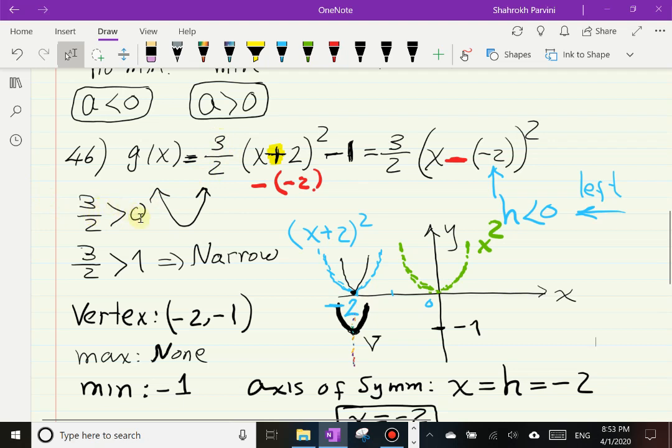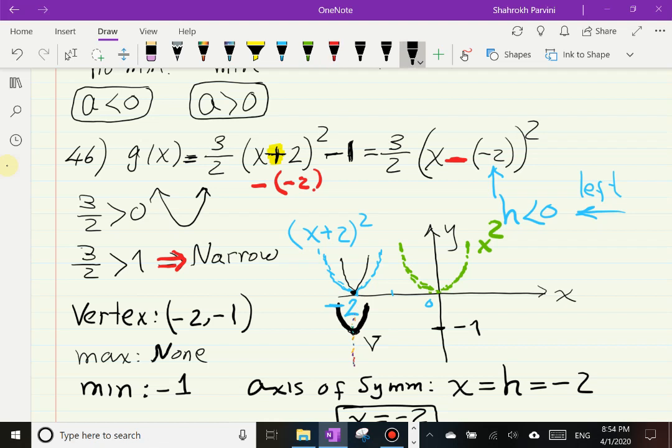A is positive, so the parabola is going to open upwards. Now, just because you have a fraction, it doesn't mean that the parabola is going to be flat. If the fraction is less than 1, it will be flat. But if it's greater than 1, it would be narrow. So 3/2 is 1.5, which is bigger than 1, therefore it's going to be narrow. Right, it's not going to be flat. This parabola is going to be narrower than the basic parabola.